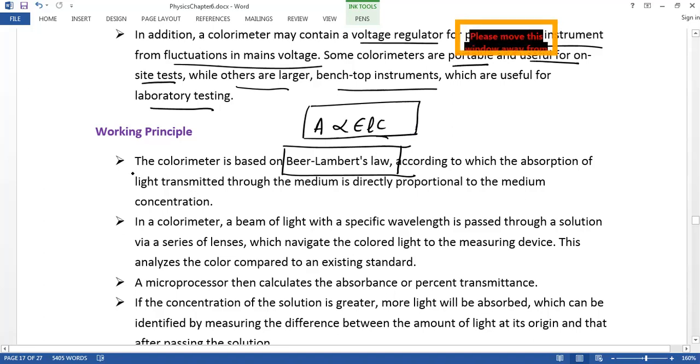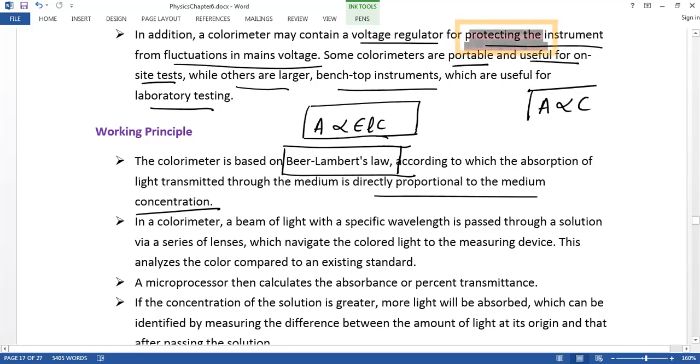The calorimeter is based on the Beer and Lambert law, according to which the absorption of light transmitted through the medium is directly proportional to the medium concentration. This is the principle of the calorimeter: absorption is directly proportional to the concentration of the solution. If the concentration is more, the absorption will be more. If the concentration of the solution is less, the absorption will be less.